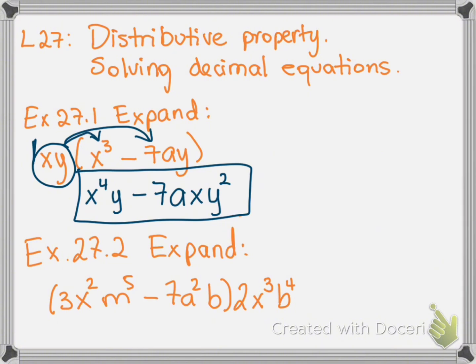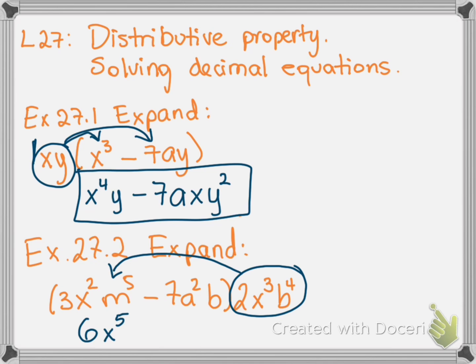In the next example, we have exactly the same thing, but they gave us the term that is on the outside on the right. But it's the same. So I'm going to multiply first here. And so 3 times 2 is 6. Then the x's, we have x squared times x to the third power. So we add the exponents. That's x to the fifth power.